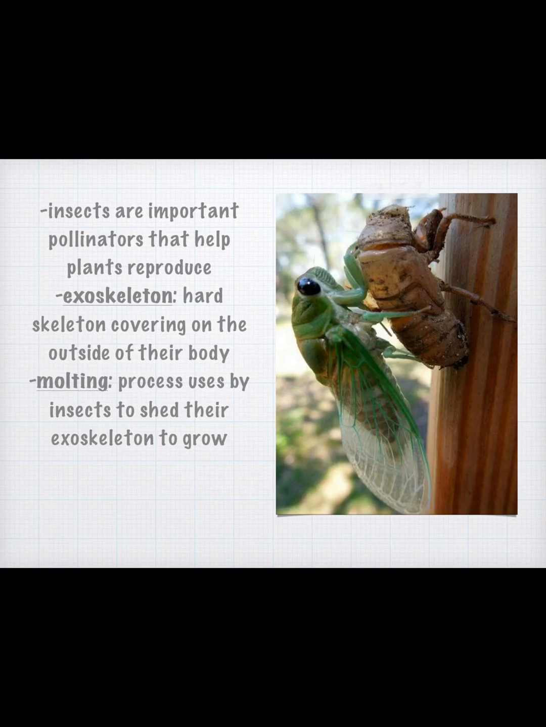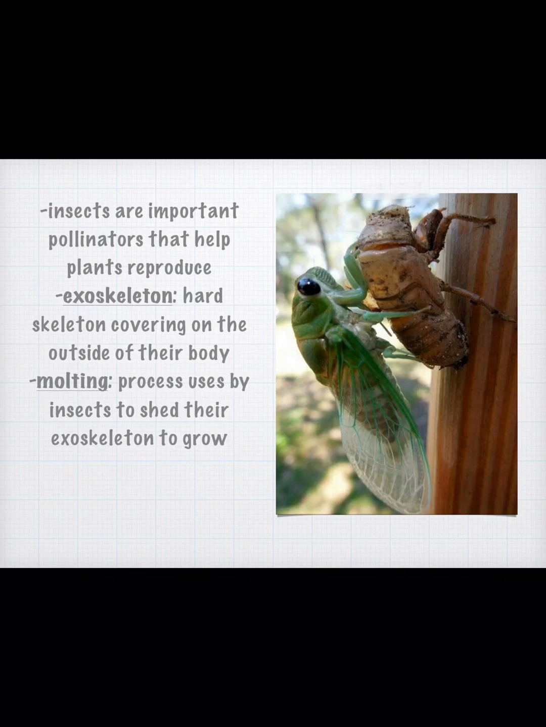Well, as they grow, they need to grow new skeletons constantly because they get too big for their old skeleton. So what they do is, they crack and break off their old exoskeleton, and then they grow a new skeleton. So imagine every time you got bigger, you had to break off your old skeleton and grow a new one. We call that process molting.